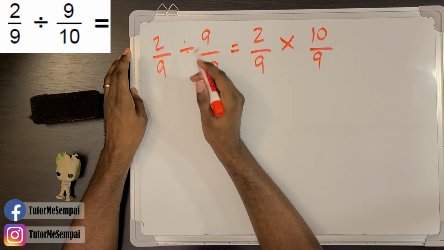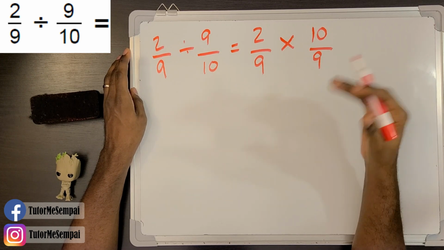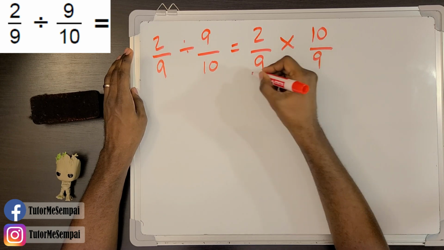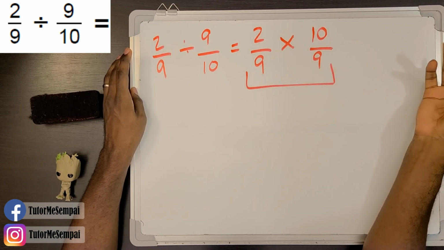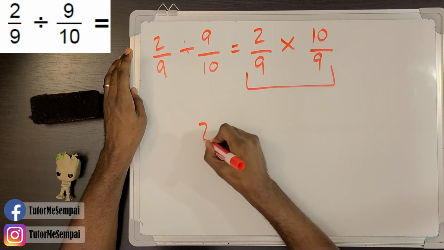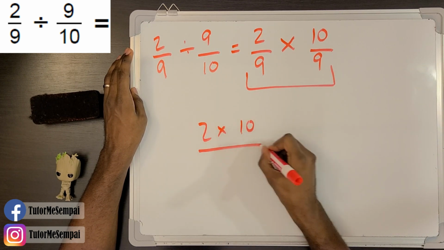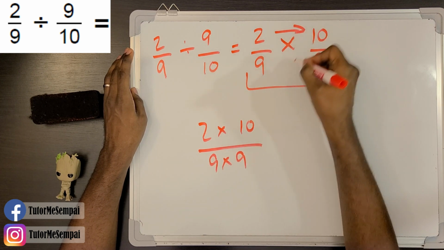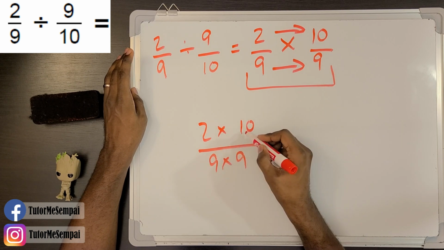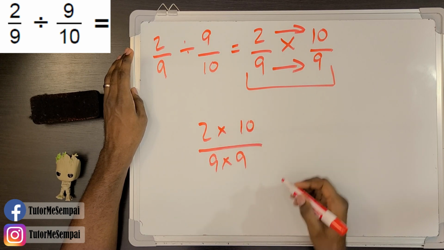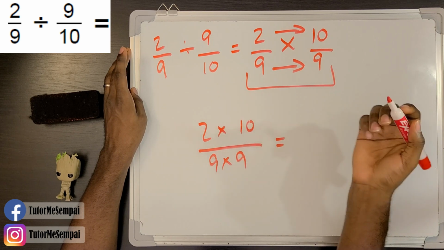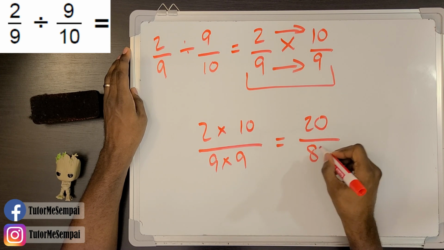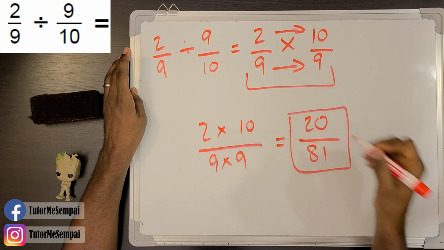So division is very similar to multiplication. You're going to do the same thing. You just need one more step of getting the reciprocal. And then you take this and you multiply it across like you would normally. So this would be 2 times 10 over 9 times 9. When you multiply across the top and the bottom, you get 2 times 10 in the top, 9 times 9 in the bottom. And then the final answer here will be, what's 2 times 10? Well, that's 20. And then 9 times 9, 81. So this is our final answer.